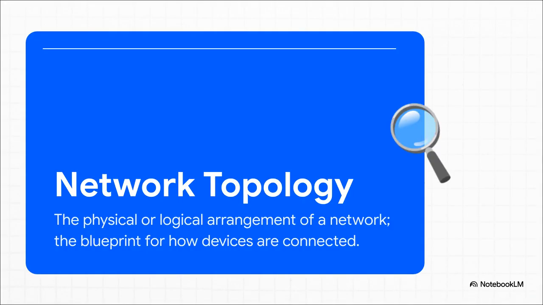One of the first big ideas we'll tackle is something called network topology. The best way to think about it is like an architectural blueprint for the network, right? You can't just start plugging things in randomly. You need a plan. And that's what students will learn: how to design these digital blueprints to make sure a network is efficient and, of course, reliable.